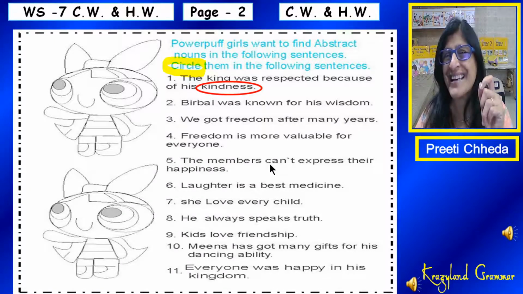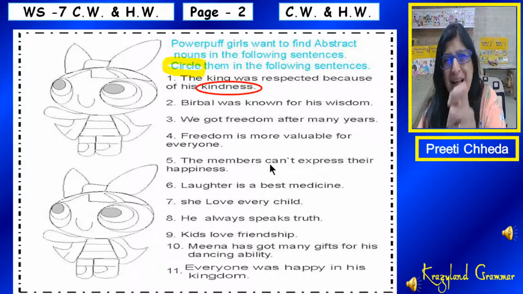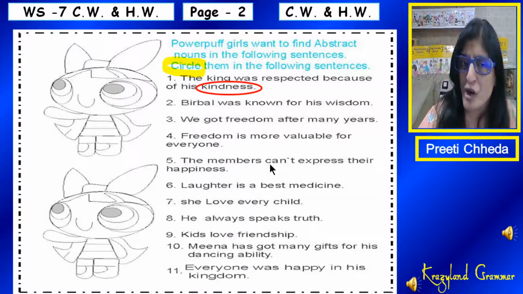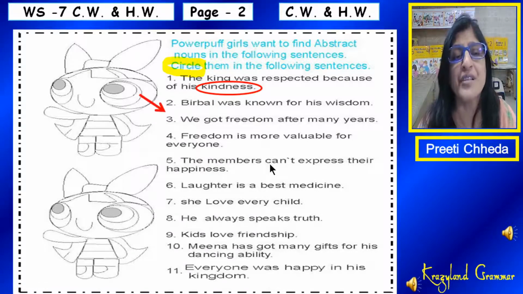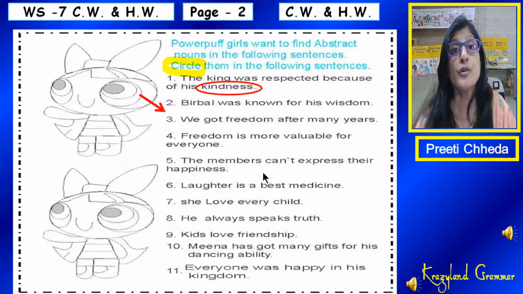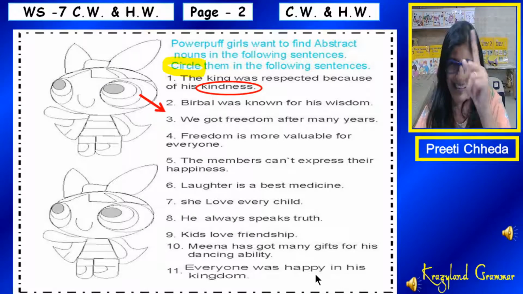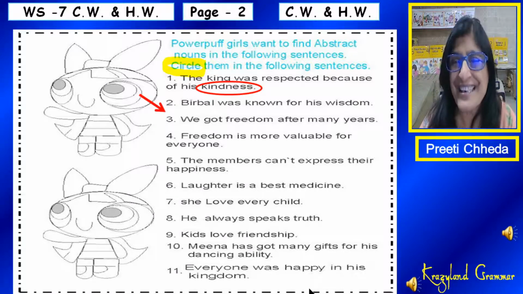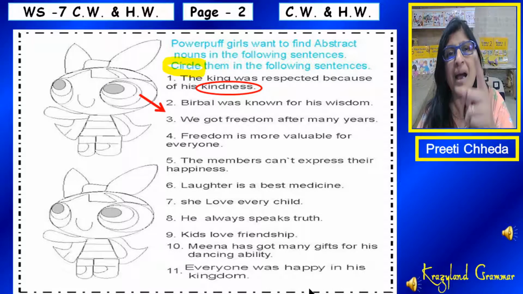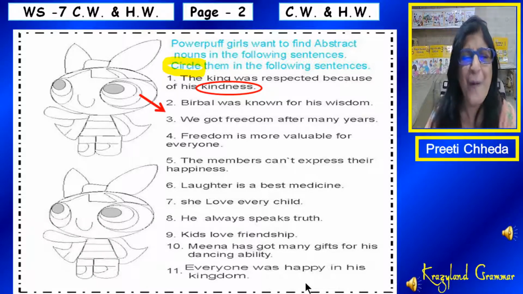How do we check? Word by word. So number 2 and number 3, you will do it on your own, but don't underline. Kya karna hai? Circle. And how do we check? Word by word. We will check the answers after you do it, and your time starts now.